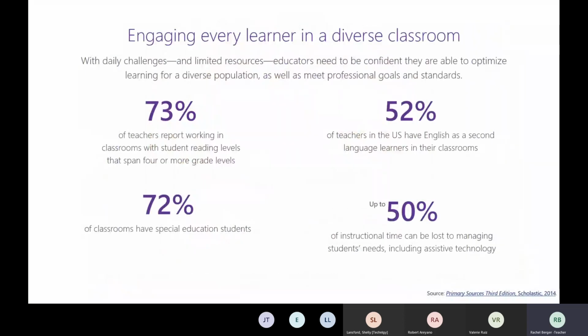About a handful of years ago, I think it was 2014, Scholastic put out a survey and 14,000 educators replied. And the goal was to find out how are classrooms different today than, say, when you or I were in the classroom. And what we learned was 3/4 of all educators report working in classrooms where reading levels span 4 or more grade levels, and that's within that gen ed setting. And then 3/4 of all classrooms have students who have special education needs.